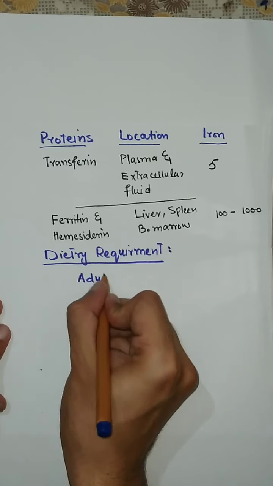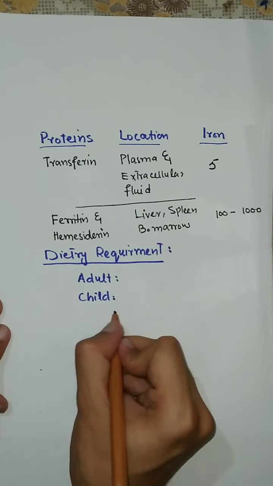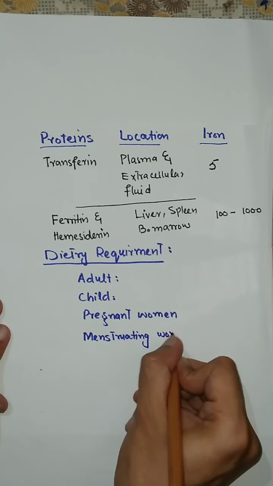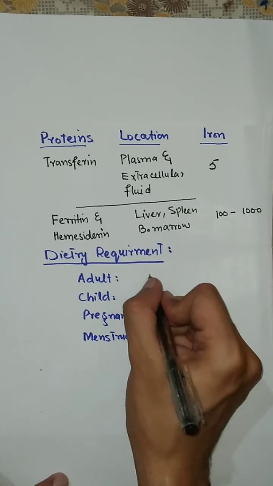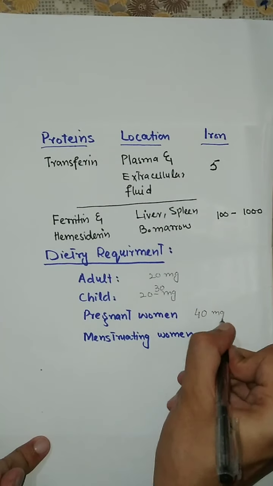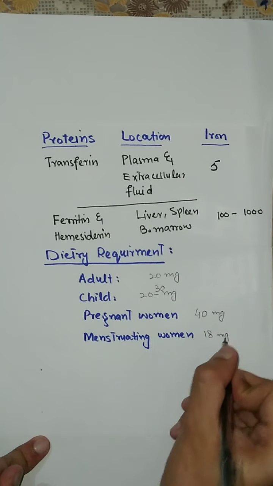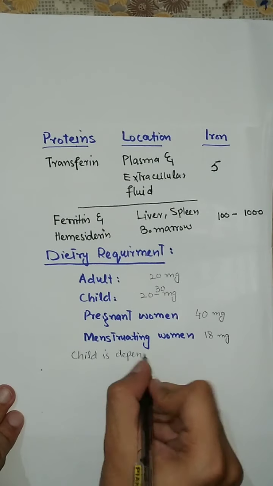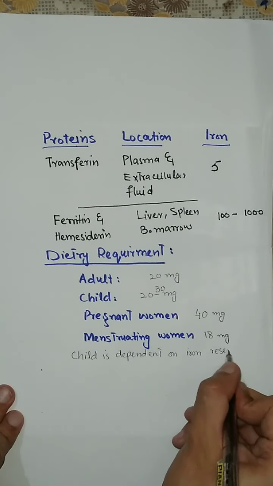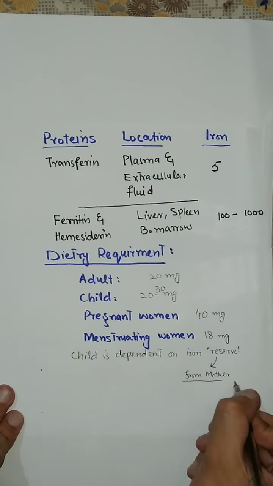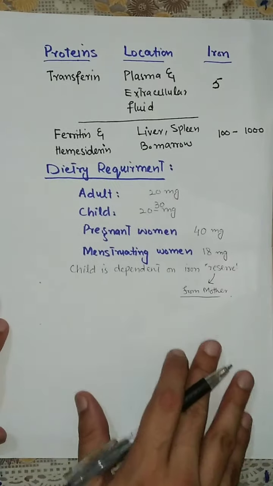Dietary requirements of iron. How much iron is required for an individual? It depends on age and gender. Adults require about 20 milligrams of iron. A child requires 20 to 30 milligrams of iron. Pregnant women require 40 milligrams, and a menstruating woman requires 18 milligrams of iron.